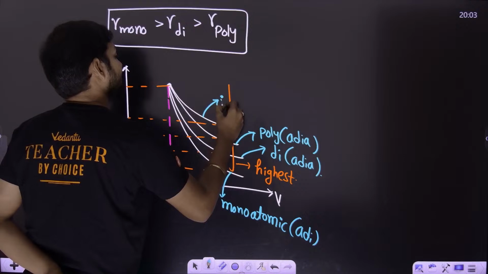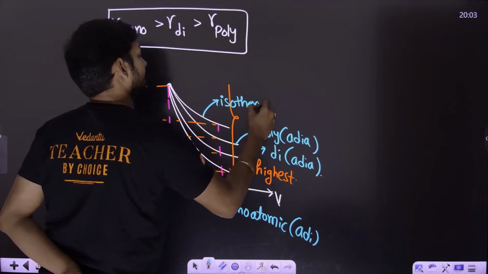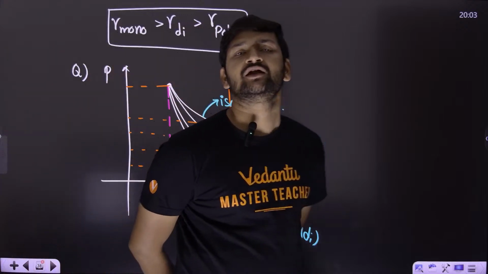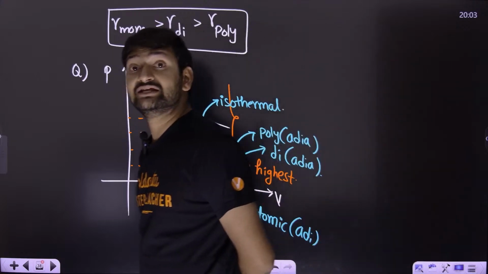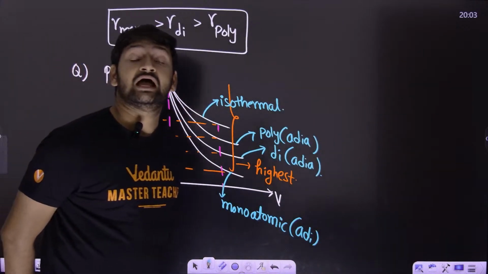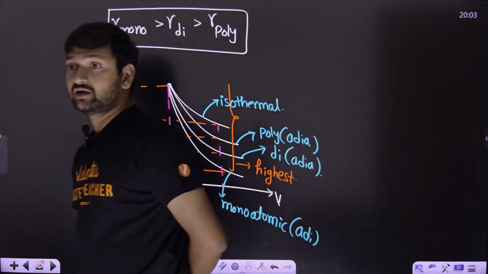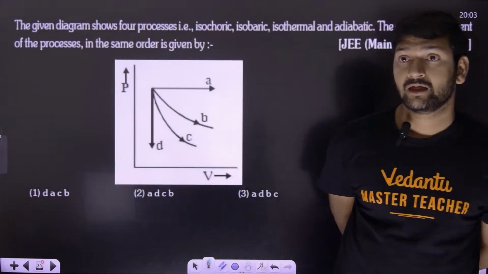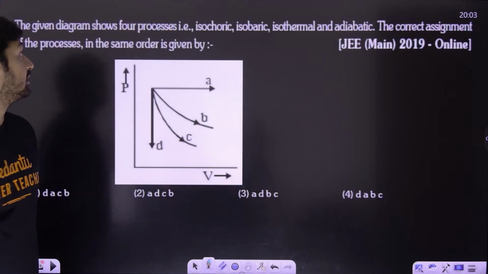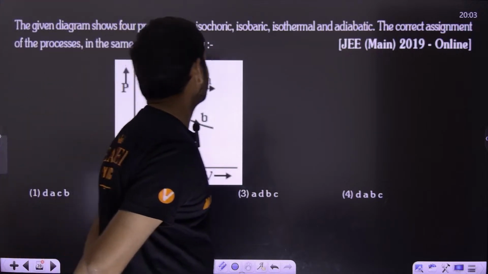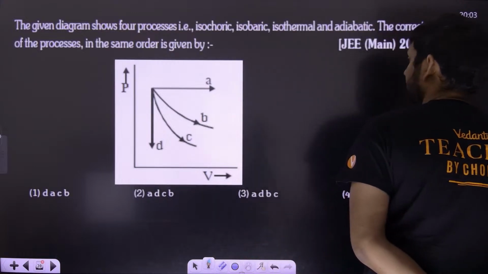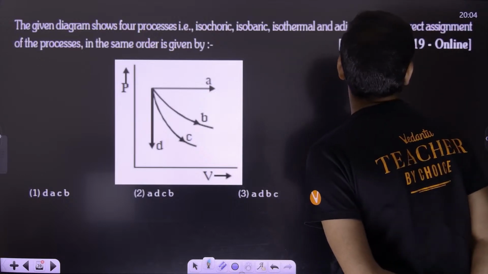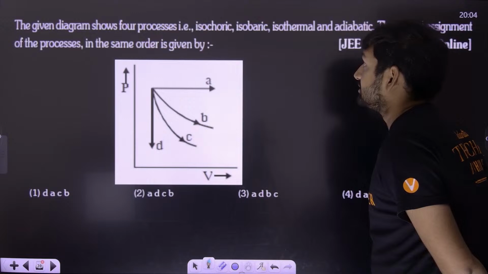Then the last and the least changes are for isothermal. So the majority of your conceptual understanding and conceptual knowledge will be tested with isothermal and adiabatic ones. Okay, let us take some questions. Do this. The given diagram shows 4 processes, that is isochoric, isobaric, isothermal and adiabatic. The correct assignment of the processes in the same order is given by.